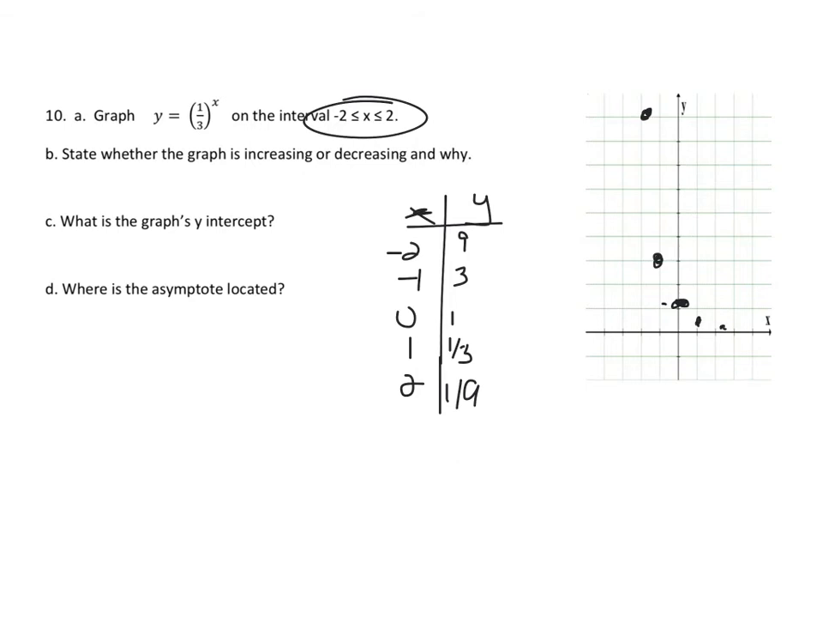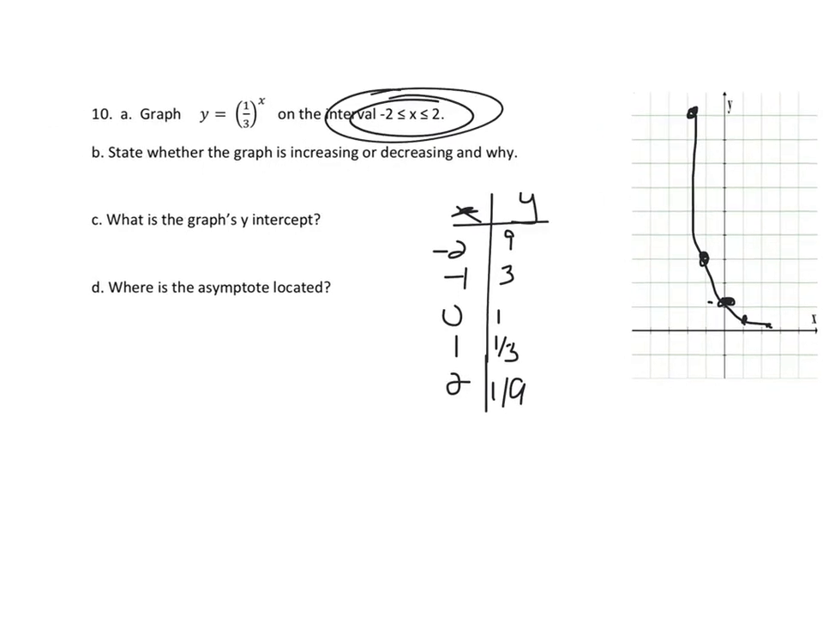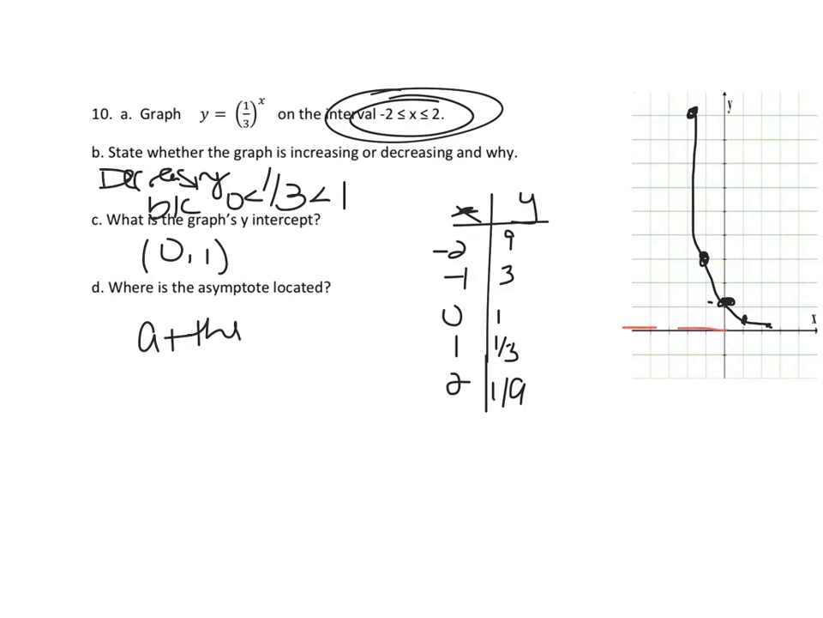Now, you're not going to put arrows on this because they gave you an interval, so no arrows on this graph. We're just going to connect the dots here. All right, it's decreasing if you look at the graph looking from left to right. So you'd say it's decreasing. And the reason why it decreases is because 1/3 is less than 1, it's between 0 and 1. That's your reason. It's decreasing because it's between 0 and 1. The y-intercept is at (0, 1). And the asymptote, if you look at it, is the x-axis, and the correct equation for that is y equals 0.